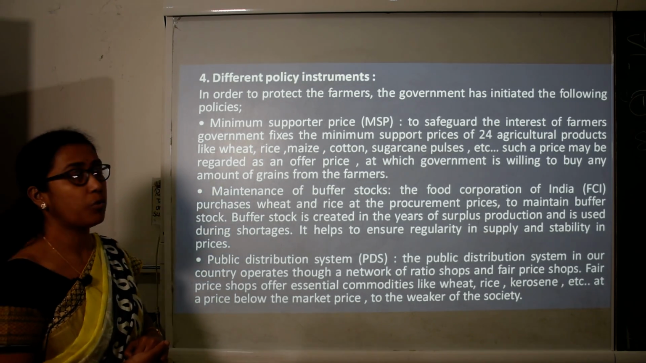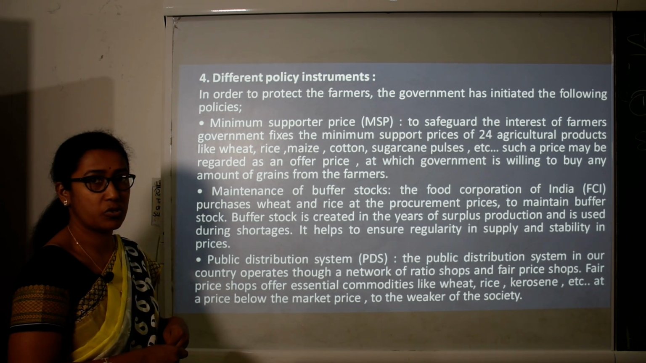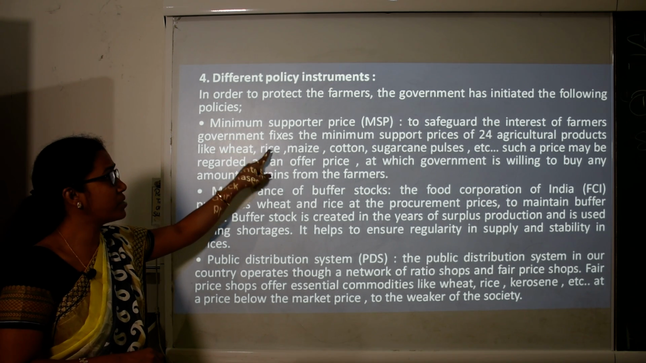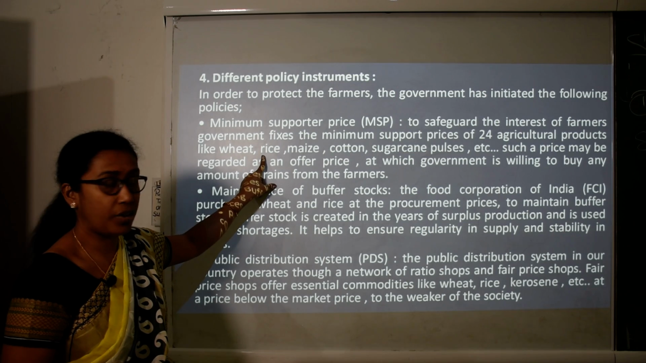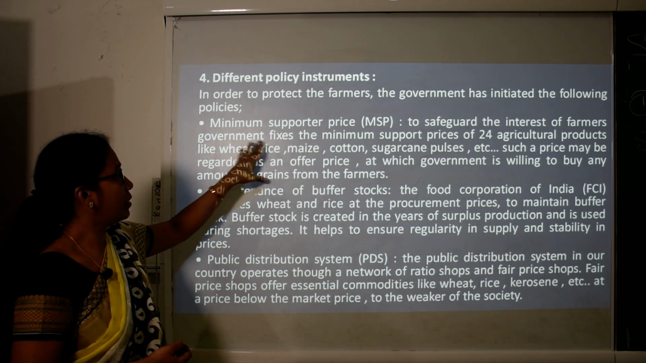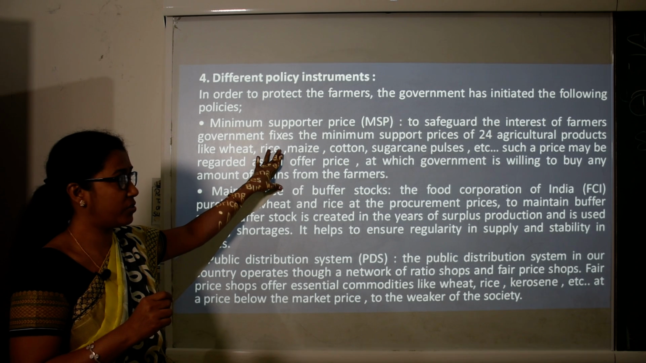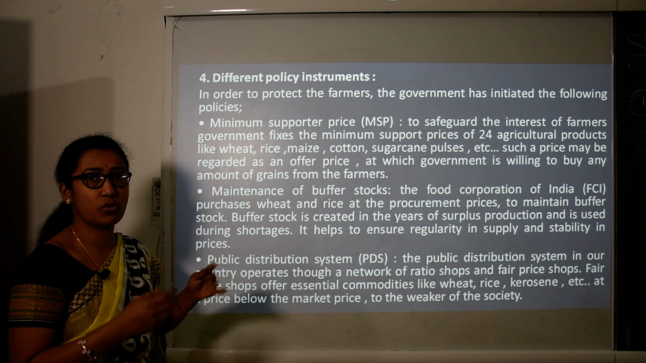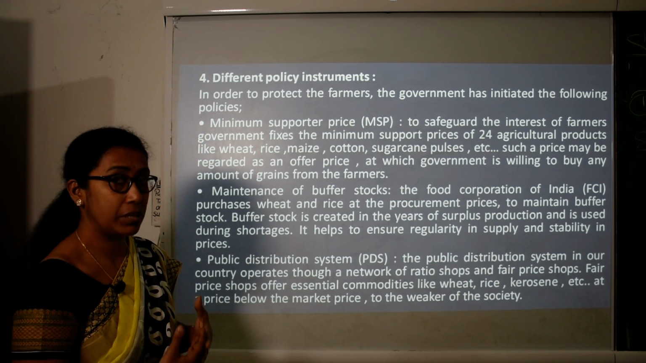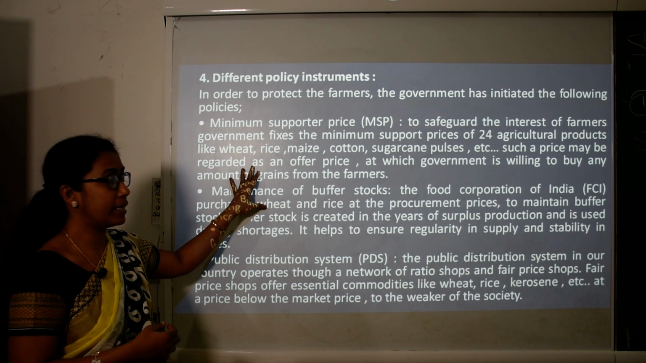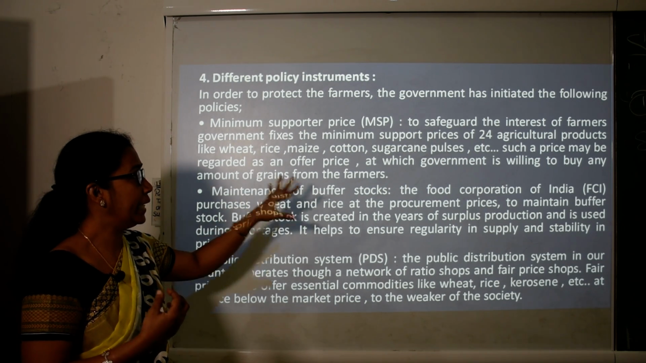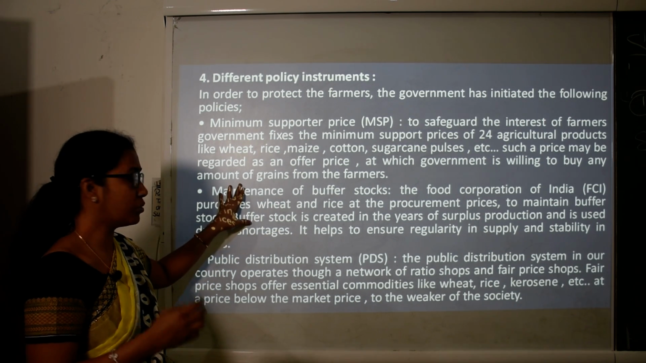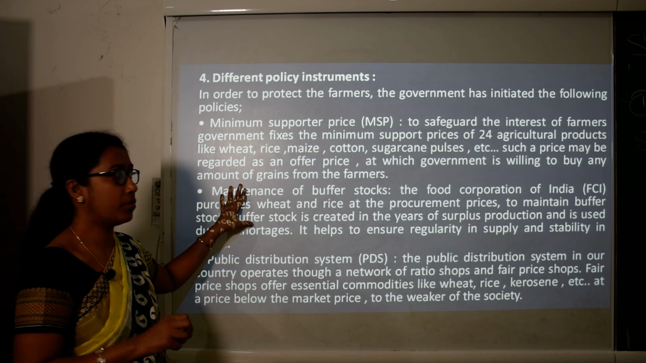Fourth can be different policy instruments. Under these, we have different policies available. The first is MSP, that is minimum support price, which must be provided to farmers to safeguard their interest. Government fixes the minimum support price for 24 agricultural products, including wheat, rice, maize, cotton, sugarcane, pulses and many other products. Such a price may be regarded as an offer price to farmers, at which the government is willing to buy any amount of grains from the farmers, so that farmers get a proper return, benefit and profit.